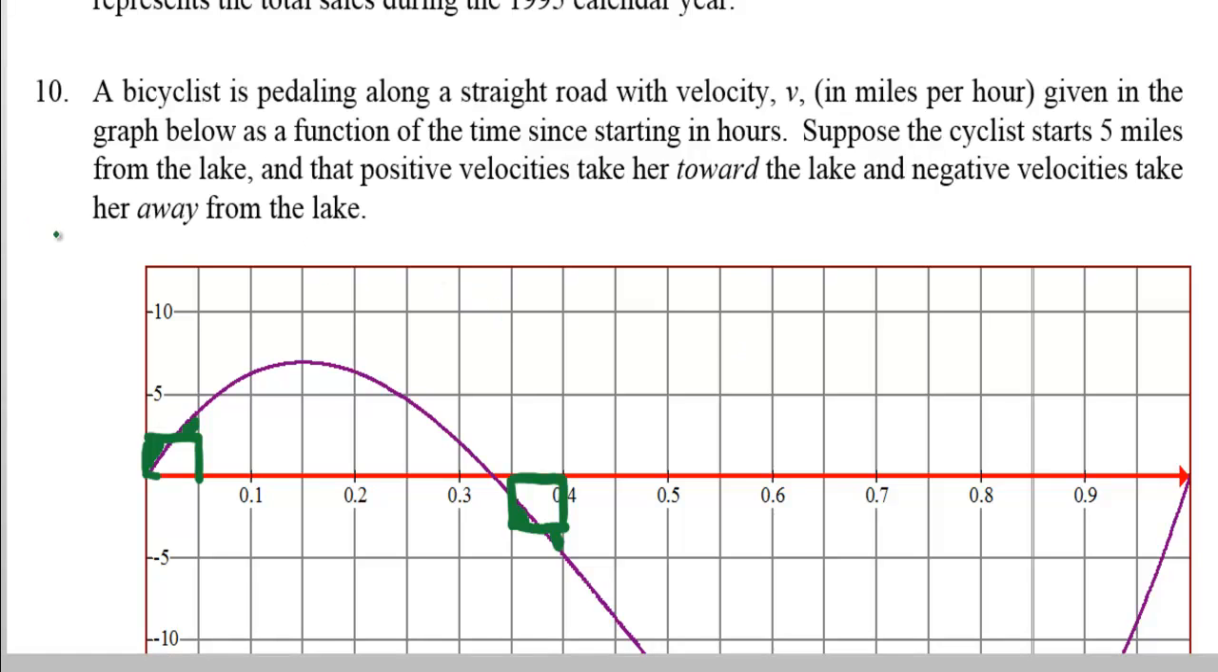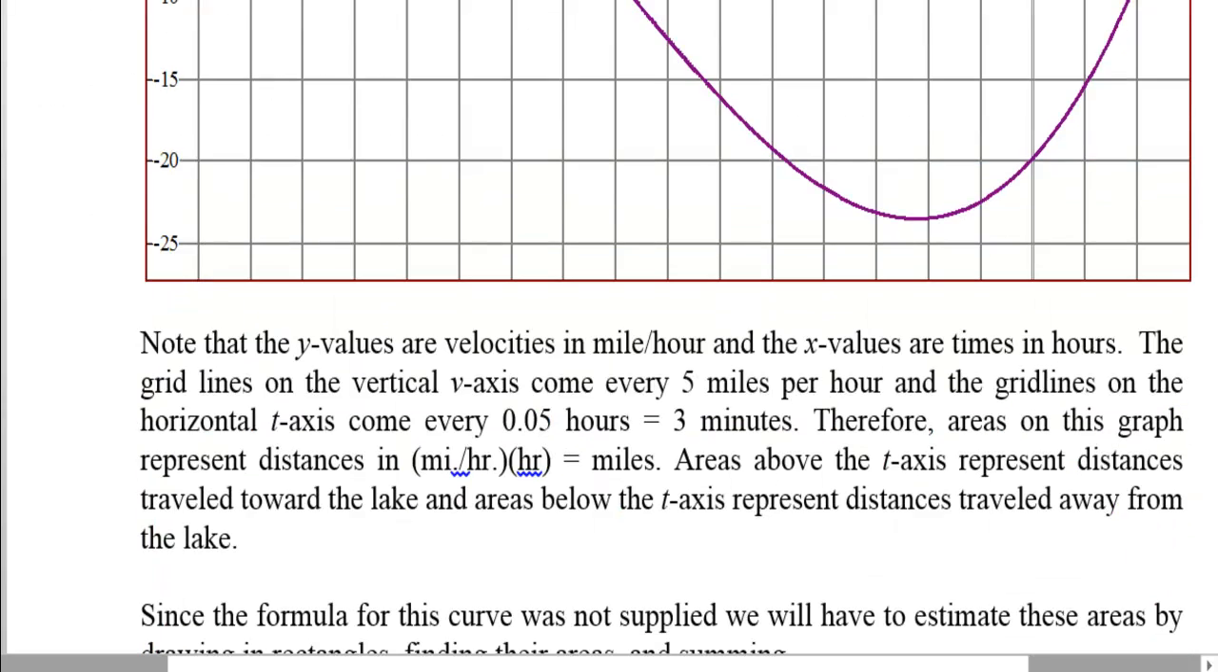Positive takes her toward the lake, and negative takes her away from the lake. I think I said that wrong just a minute ago. So she's starting 5 miles away. This takes her toward the lake. Okay, and then this takes her away from the lake. So if that's the case, let's see what happens here.